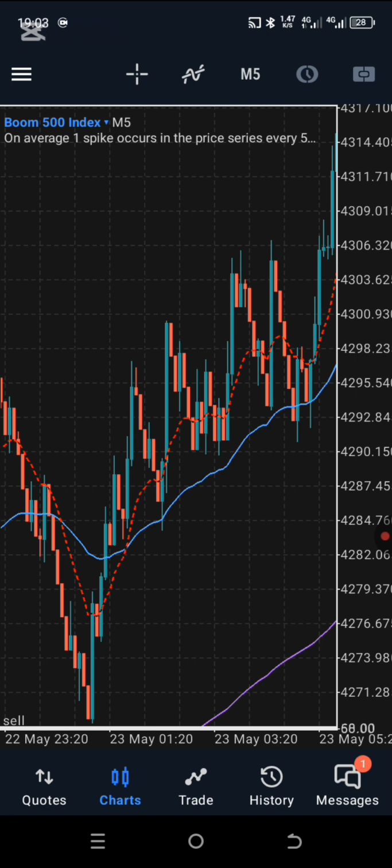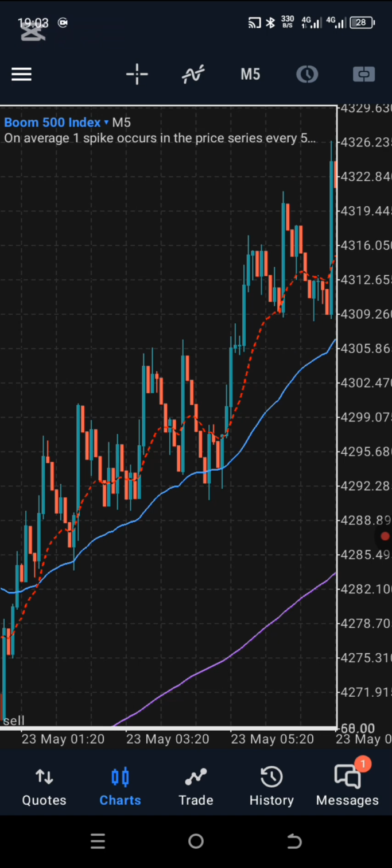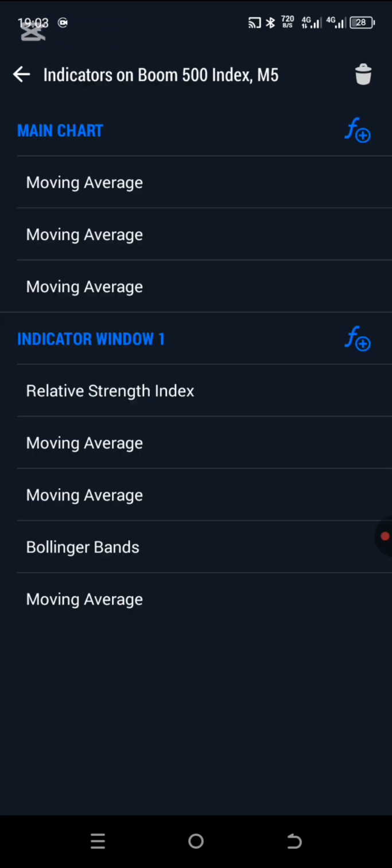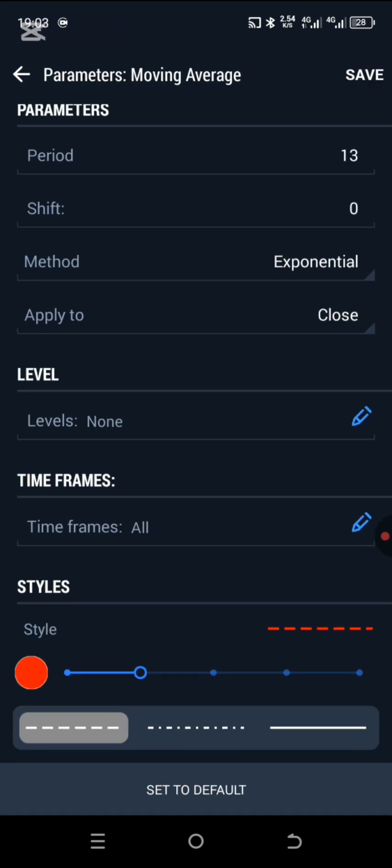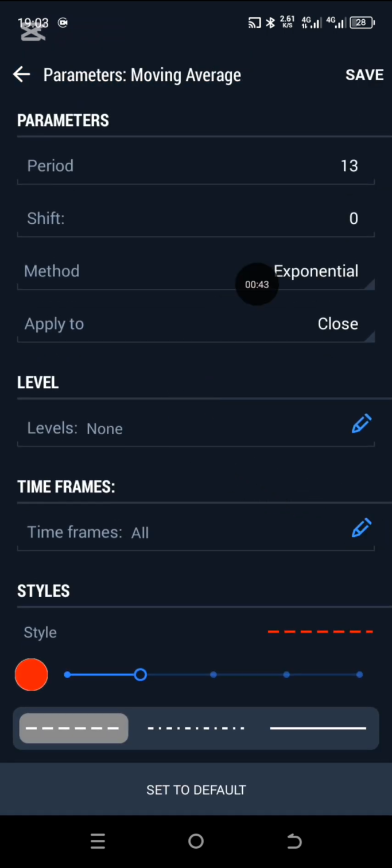And you can combine it with any other strategy, especially if you are trading price action. So what's the strategy? You are just using the 50 EMA and the 13 EMA. So let me show you the settings. Over here, this is the 13 exponential moving average that I'm using. Just set it to these settings, 13 exponential, apply to close, and that's the red dotted one on my chart.